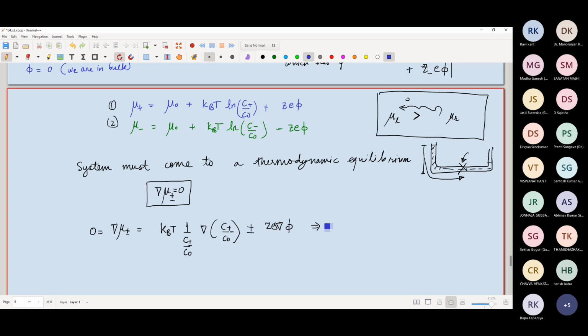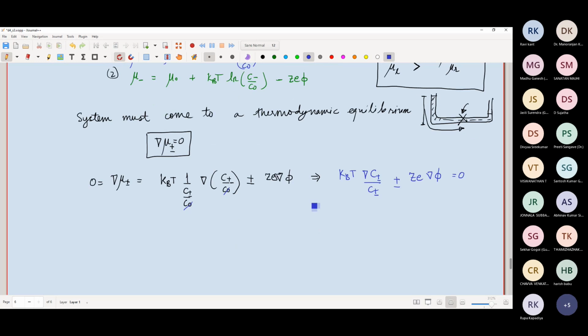When we rearrange this, this c naught and this c naught cancel out, because c naught can come out of the gradient since it's a constant. So we have kBT times the gradient of c plus minus over c plus minus, plus z e times the gradient of the potential, is equal to 0. And this tells us that the gradient of c plus minus over c plus minus is equal to minus plus. When this plus minus goes to the right hand side, it becomes minus plus: z e over kT times the gradient of the potential.